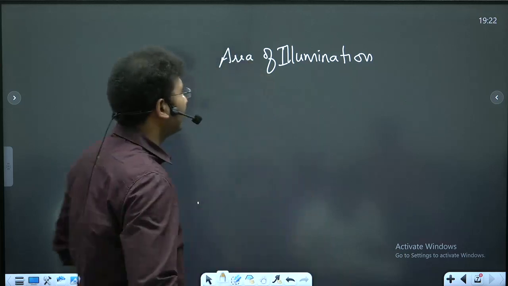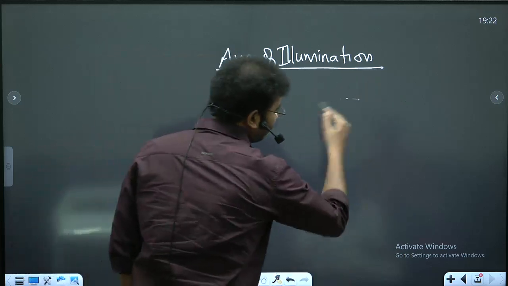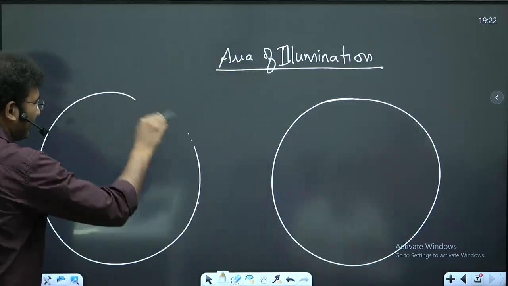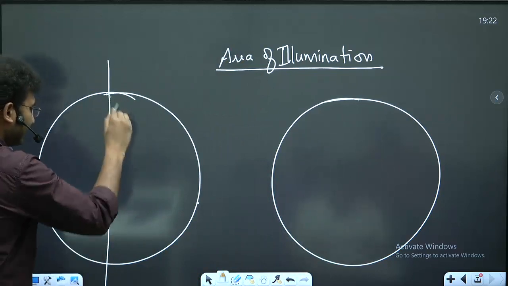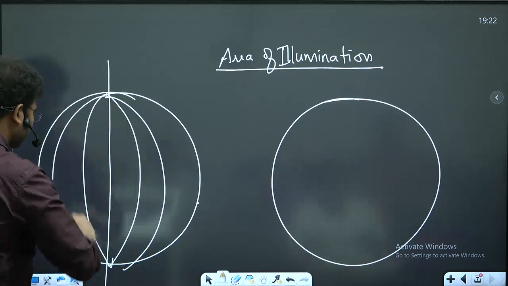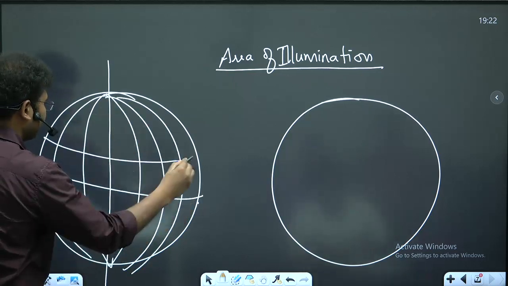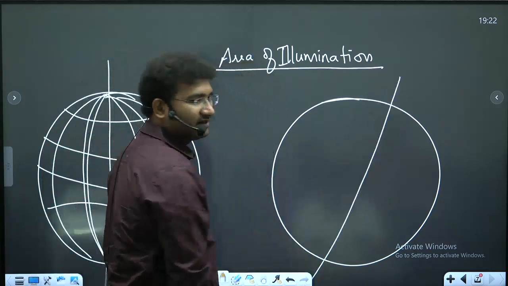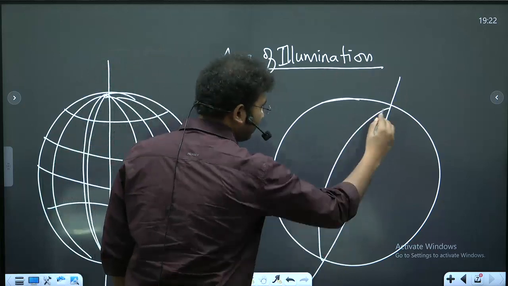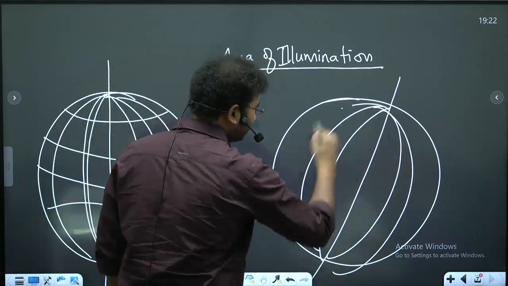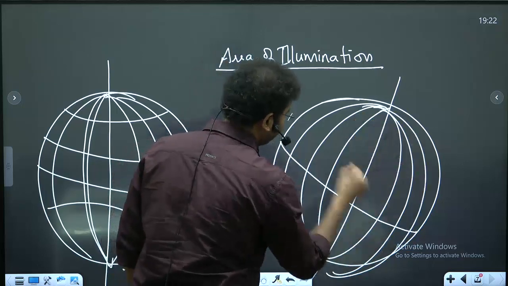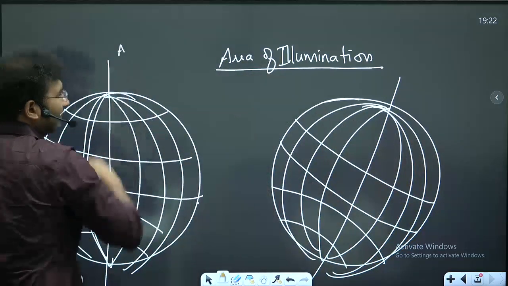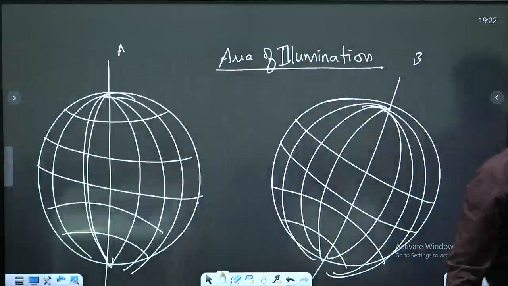अब let me try to explain to you what this area of illumination is. See, if this is the earth, let's take two cases. One, this earth is having a straight axis. ठीक है. But this earth is having a tilted axis. In the tilted axis, all the longitudes, latitudes, everything is tilted. And which is our real earth? Is A our real earth or B our real earth? B is our real earth.